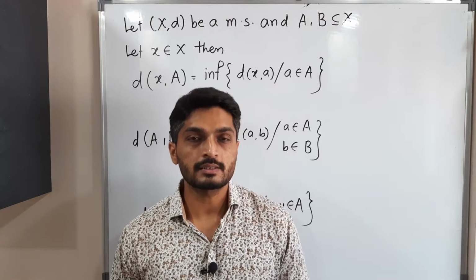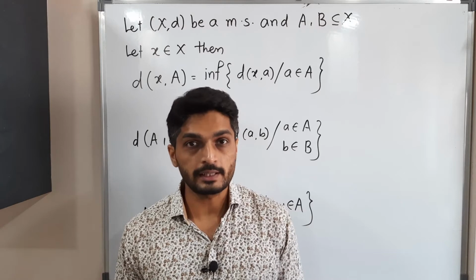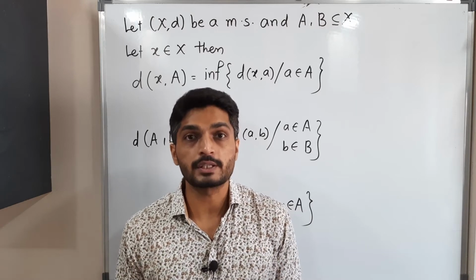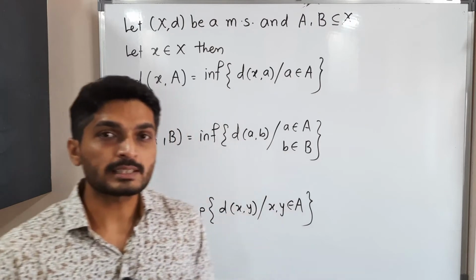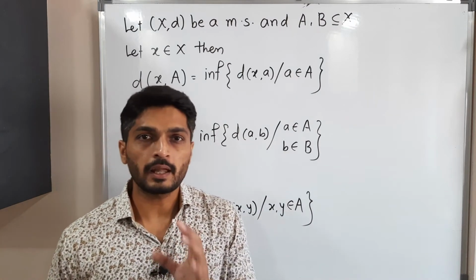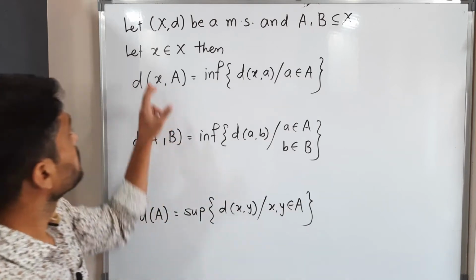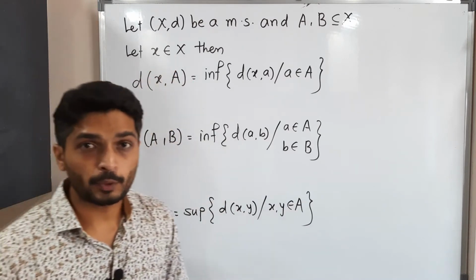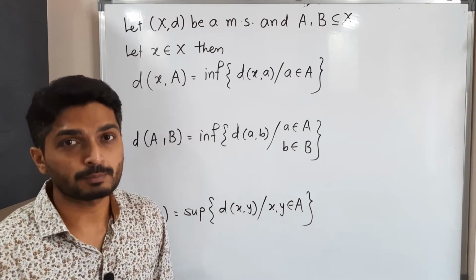Let us discuss three concepts in this video. Distance of a point from a set, second distance between two sets, and the last one is diameter of a set. So suppose (X, d) be a metric space. I have taken A and B to be any two arbitrary subsets of capital X and small x belongs to capital X be any point.